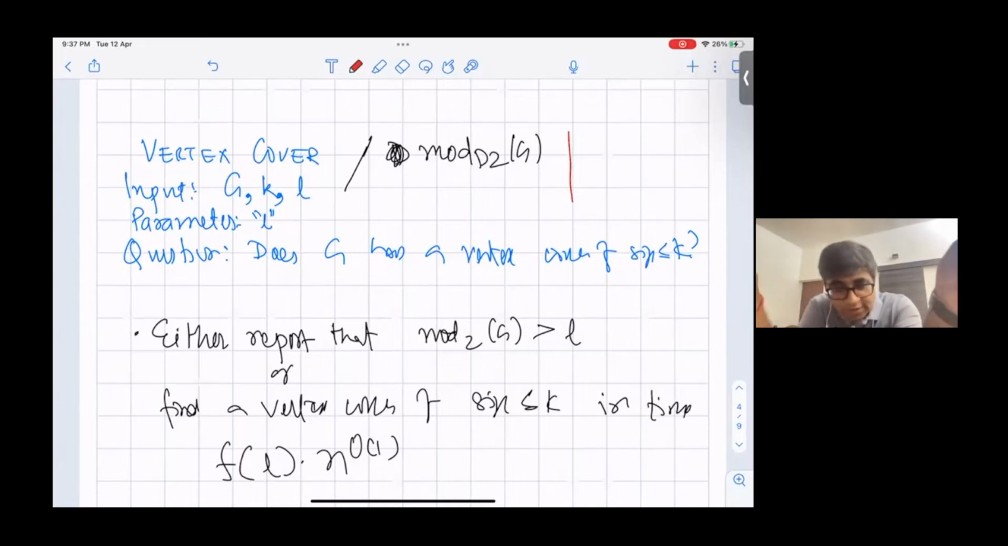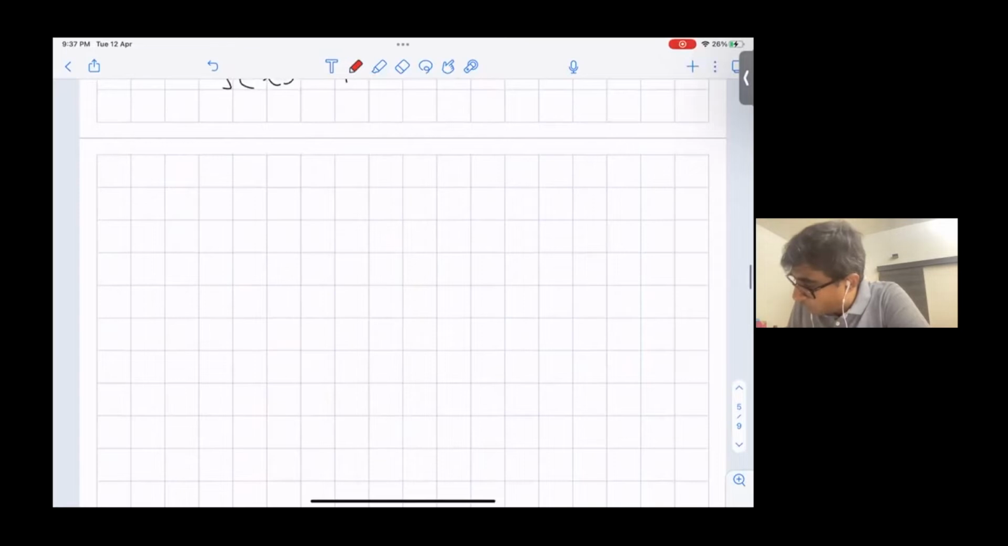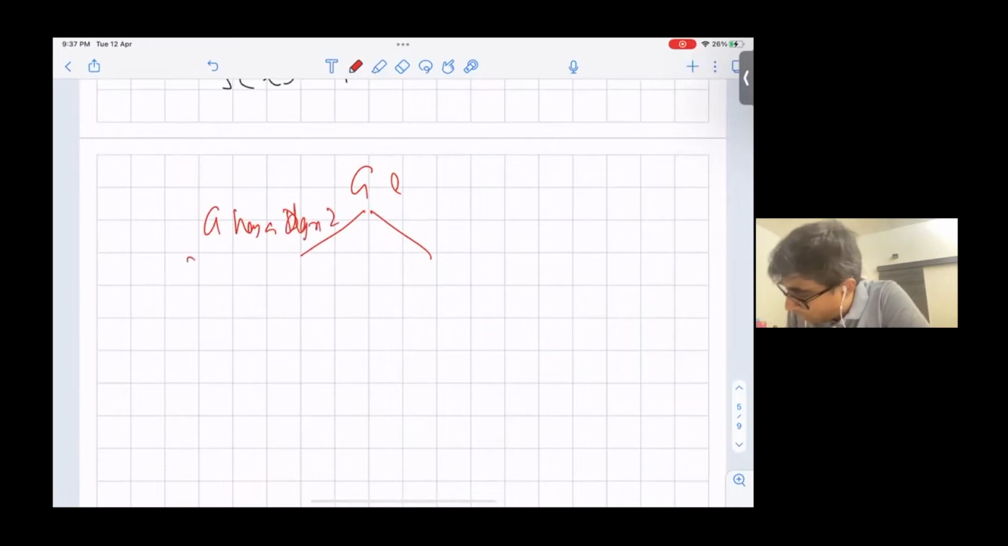Here's a set of vertices, or I will give you some witness which will tell me that this graph has a degree 2 modulator of size strictly more than L. So what I mean to say is that given a graph G and an L, what are the two possibilities? G has a degree 2 modulator of size at most L, right?